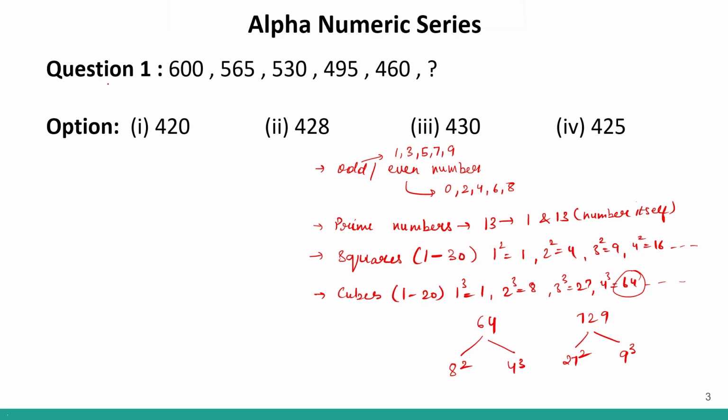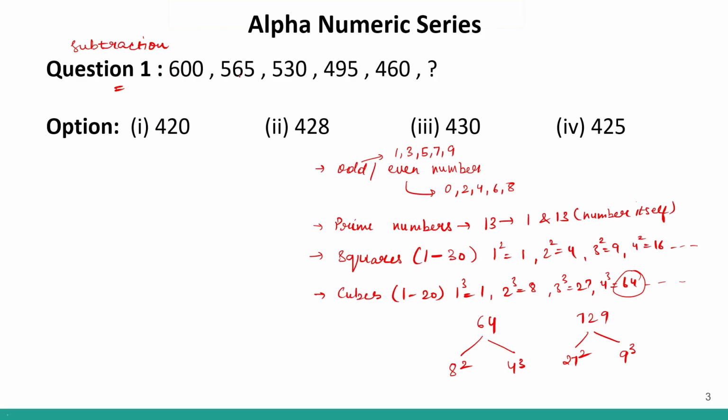So now coming to this question. We have 600, 565, 530, 495, 560. So this series is decreasing. Correct? And if the series is decreasing, and the numbers are very close to each other, we assume that it is a series of subtraction. Correct? I have told you the approach. We'll discuss this in a little while. But let us solve this question first.